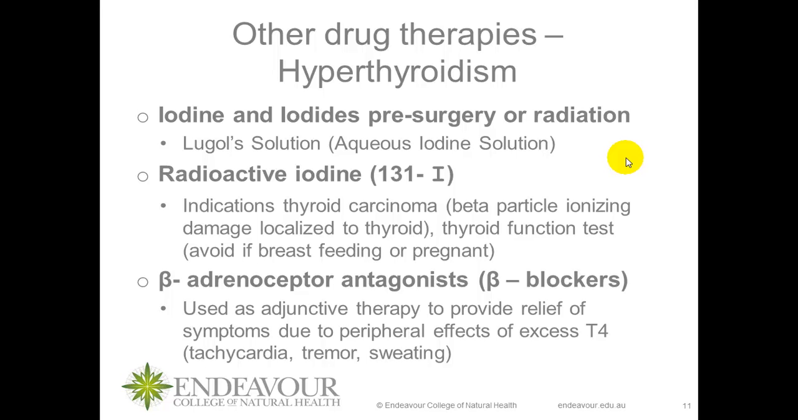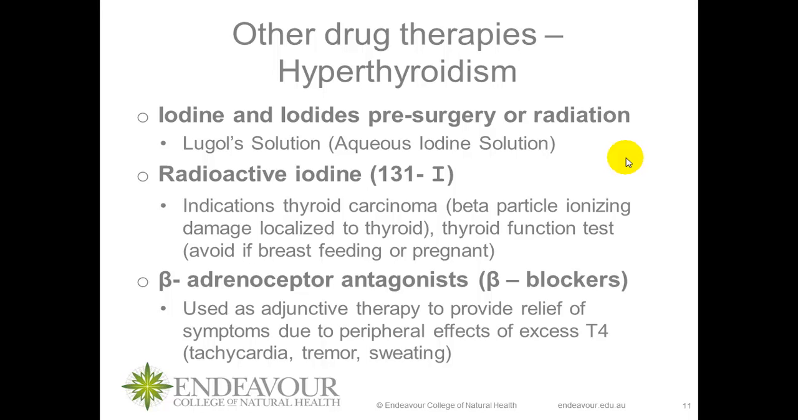Any of these iodine or iodide solutions tend to concentrate that particular mineral, that non-metal mineral, in the thyroid, and if it's radioactive 131 iodine that becomes localized in the thyroid, that's where the beta particles will be released the most, and those beta particles are ionizing radiation that will damage that thyroid tissue.